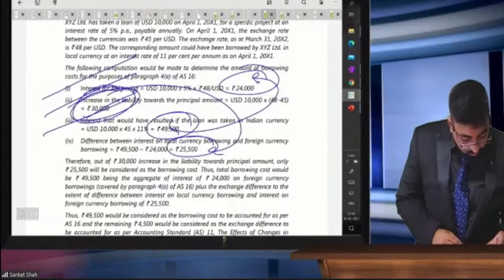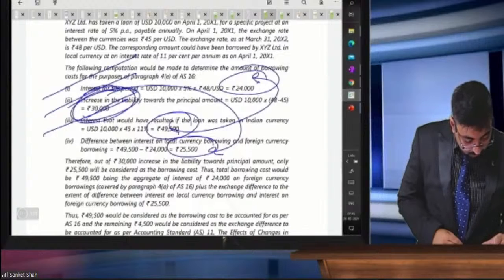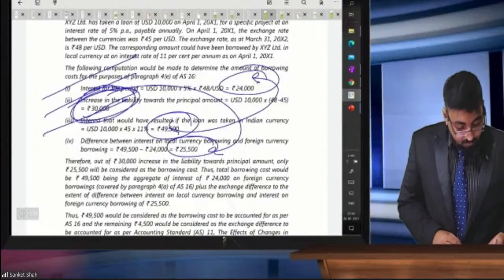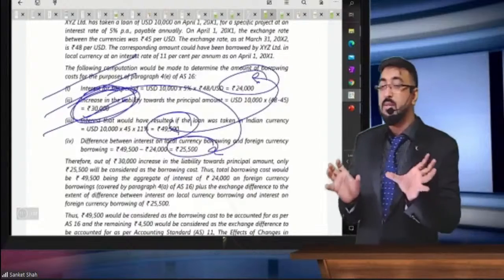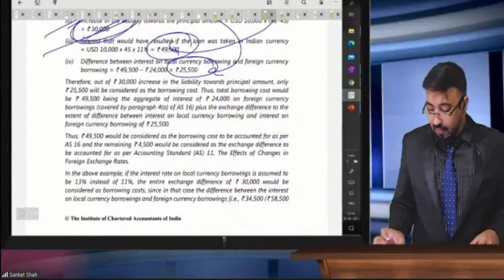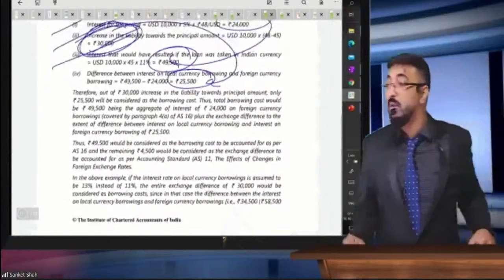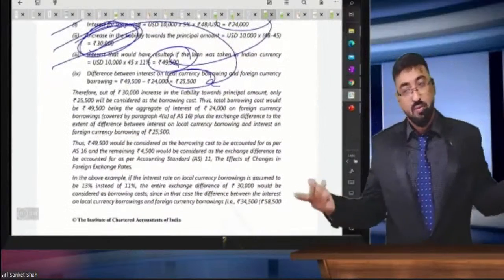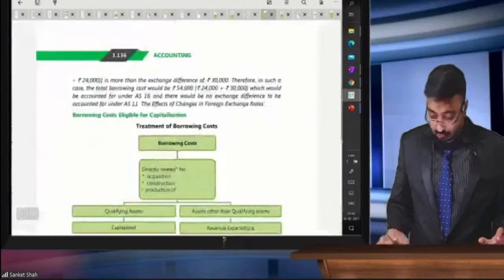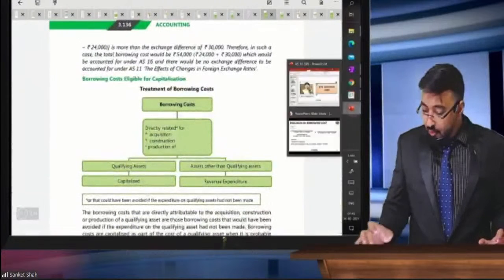Yes, Janki, you understood it now. Very well. Shaurya, you can present the answer like me only. That final conclusion is important. So the final conclusion: 49,500 will be capitalized and 4,500 will be transferred to profit and loss account. That is the important point. I hope everyone understood this. Now we'll move to the next concept.